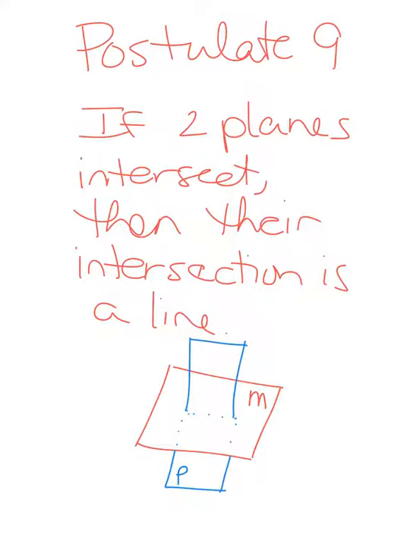The next postulate deals with when 2 planes intersect. So it says when 2 planes intersect, then their intersection is a line. So I have plane M and plane P. If I want to draw where they intersect and I label that AB, they would intersect at line AB. Each plane goes on in an infinite direction in all sides, so their intersection will form a line which also goes on infinitely in either direction.